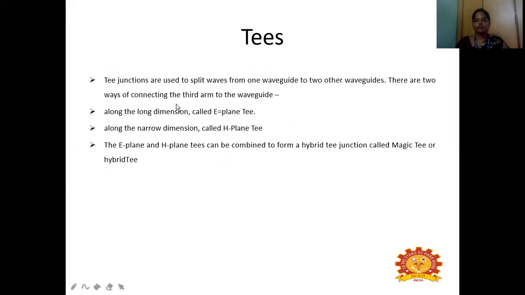There are two ways of connecting the third arm. If we connect the third arm along the long dimension, it is called E plane, that is perpendicular. Along the narrow dimension means H plane. The combination of E plane and H plane T is called a hybrid T junction, otherwise called magic T.